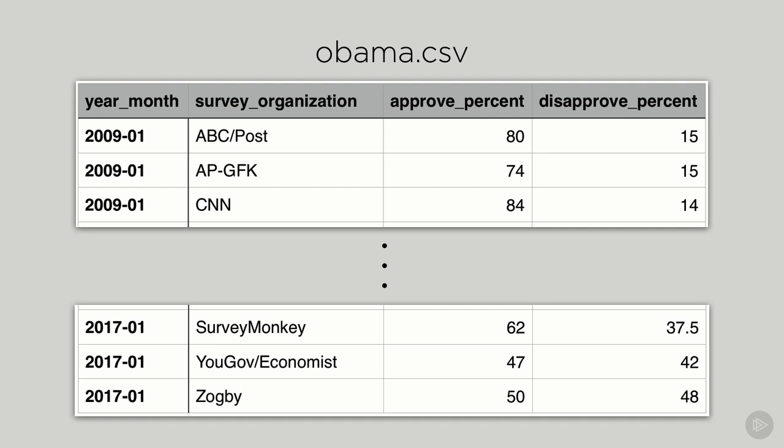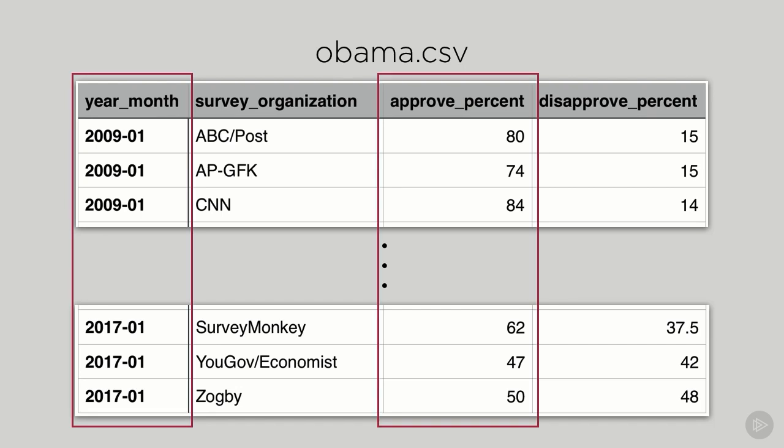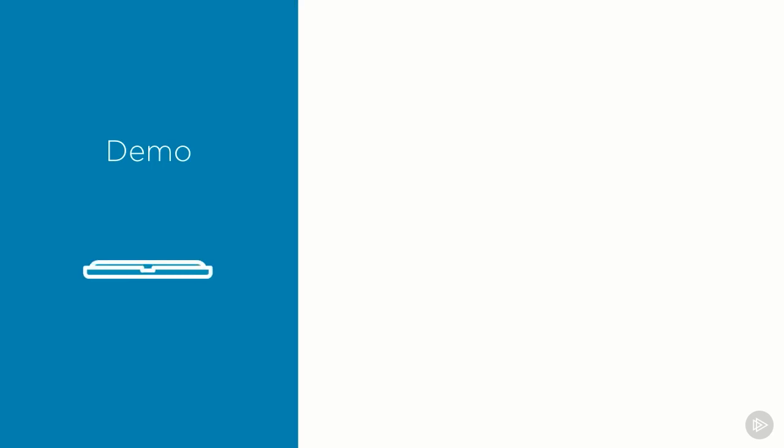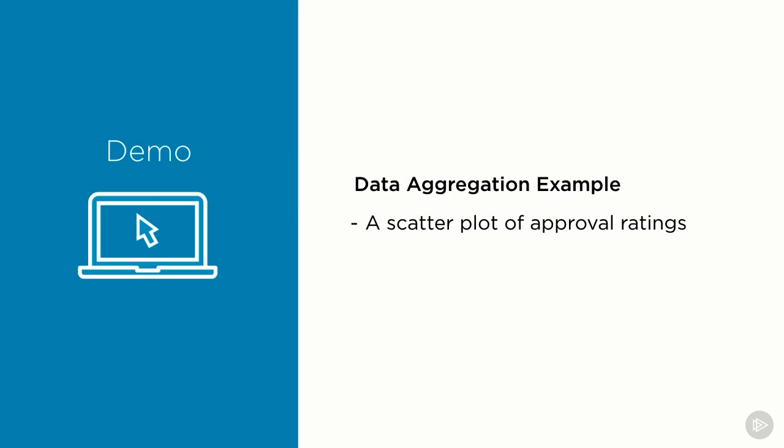We have 4 columns in this data, as you can see: year, month, survey organization, approved percent, and disapproved percent. It shows how President Obama's approval ratings changed over his 4 years in office, and this data comes from various survey organizations. For this example though, we're only going to use the year-month column and the approved percent column to see how his approval ratings changed over time. Let's now dive into a demo in which we're going to create a scatter plot of approval ratings, and we're going to aggregate this data to show mean and median of approval ratings for each month.